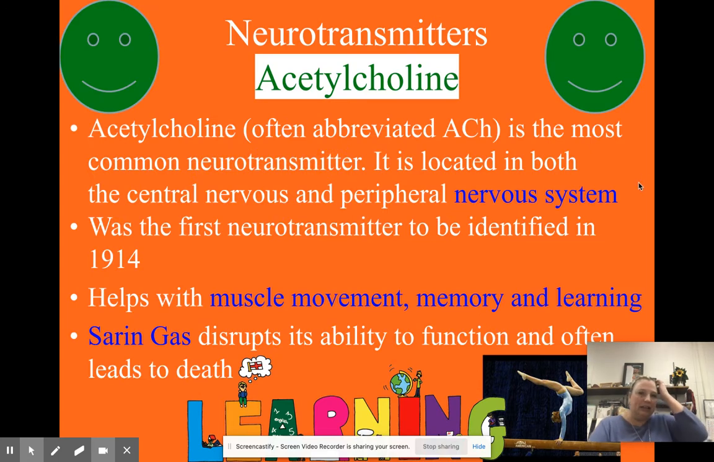All right, let's take a look at some of the different neurotransmitters. Some of these you might recognize. The first one we have is called acetylcholine. Acetylcholine is often abbreviated as ACH. It is the most common neurotransmitter. It is located in both the central nervous system and the peripheral nervous system, the outsides of our body and our muscles. It was the very first neurotransmitter that was identified in the body in 1914.